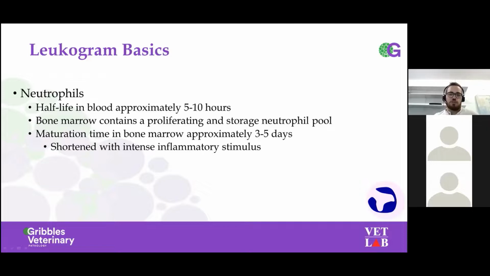So neutrophil maturation takes around 3 to 5 days. And there is some species variation in maturation time. For example, in horses, it can take around 7 to 9 days for that to happen. But maturation time can be shortened with intense inflammatory stimuli. But basically the main point is that increasing bone marrow production does take some time to occur.